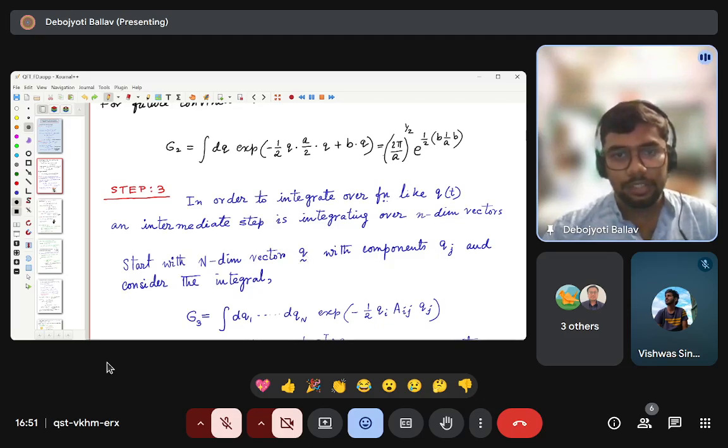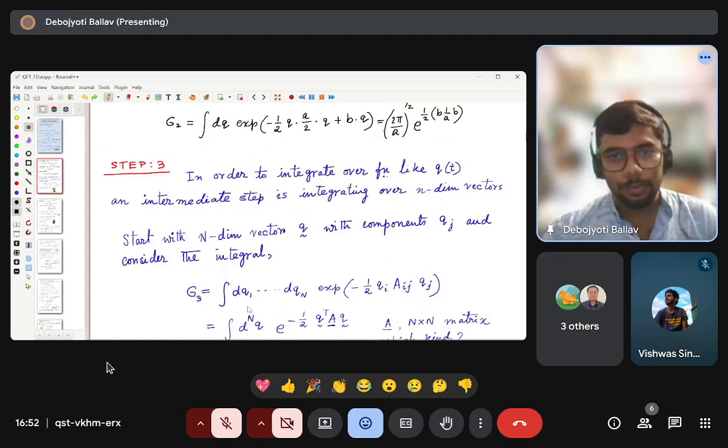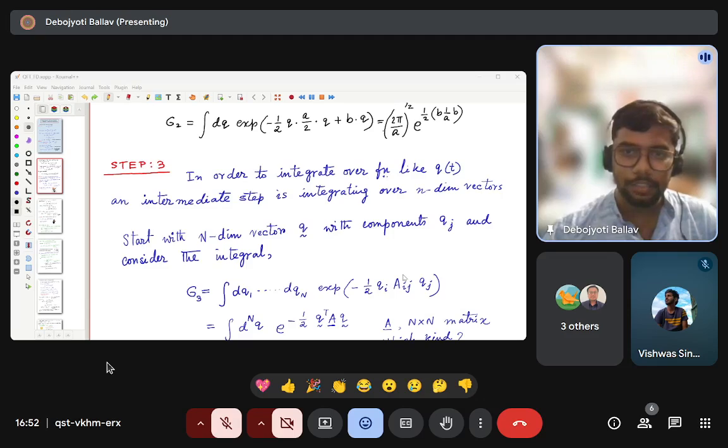And we consider the integral, which is the same integral, but now it is a multi-dimensional, n-dimensional integral, which I call G3. It is a more difficult step, which is dq1 to dqn exponential of qi aij qj, because I have to generalize this factor. Now aij are not just some numbers, they are n-dimensional matrices. So what kind of matrix are they? Can you guess? Anybody? What kind of matrices do these aij's have to be? They can't be any random matrices. These are n cross n matrices.